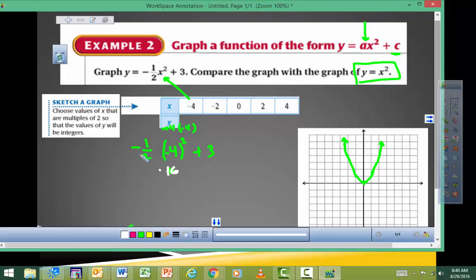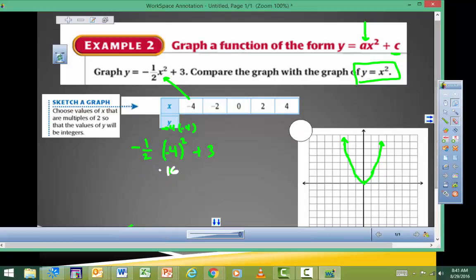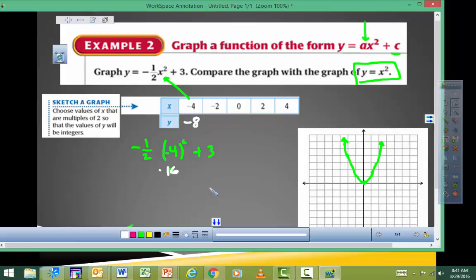But then what do we need to do? We need to multiply it by that half. And that half is negative, so a negative half times a positive 16 gives me negative 8. Okay, we're good with that? Okay, can everyone see that okay?